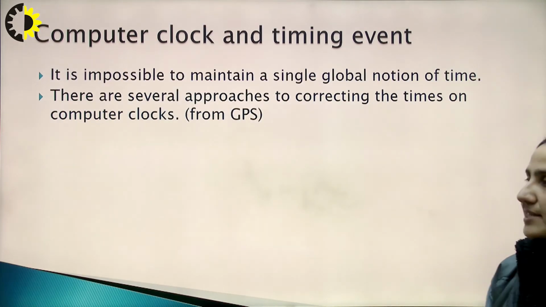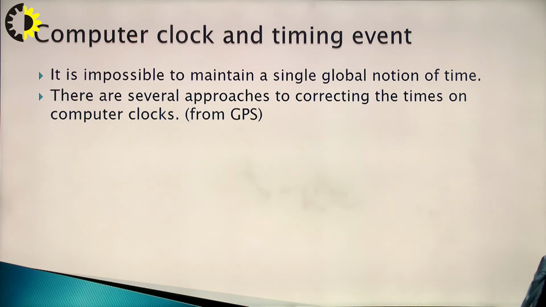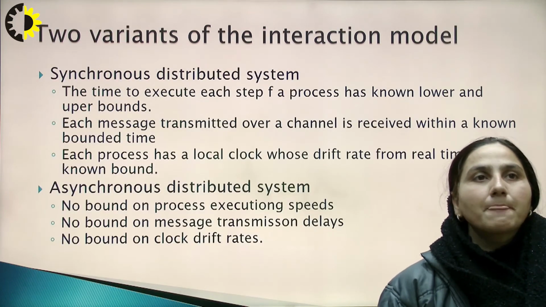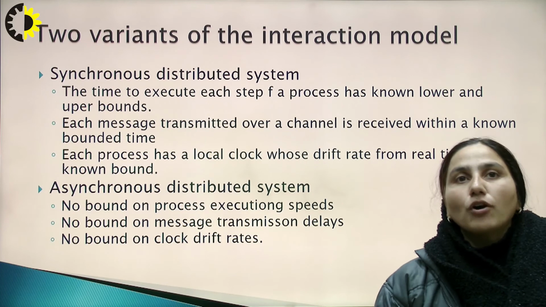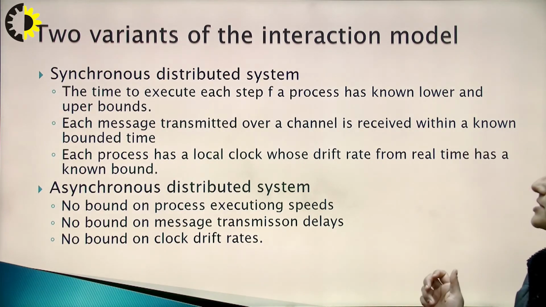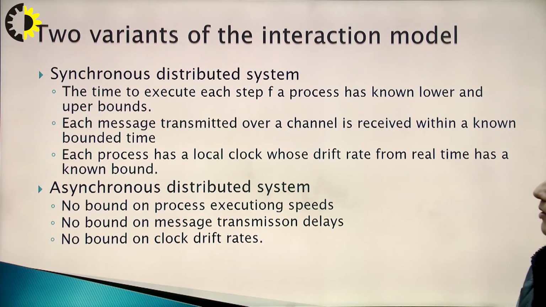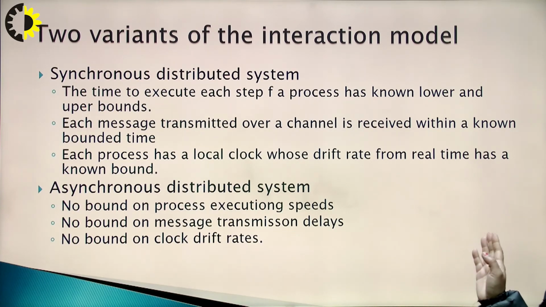Now computer clocks and timing events: it is impossible to maintain a single global notion of time. There are several approaches to correcting the time on computer clocks, for example GPS. Now there are two variants of the interaction model. First is the synchronous distributed system, another is the asynchronous distributed system. Now what is a synchronous distributed system? The time to execute each step of a process has known lower and upper bounds.